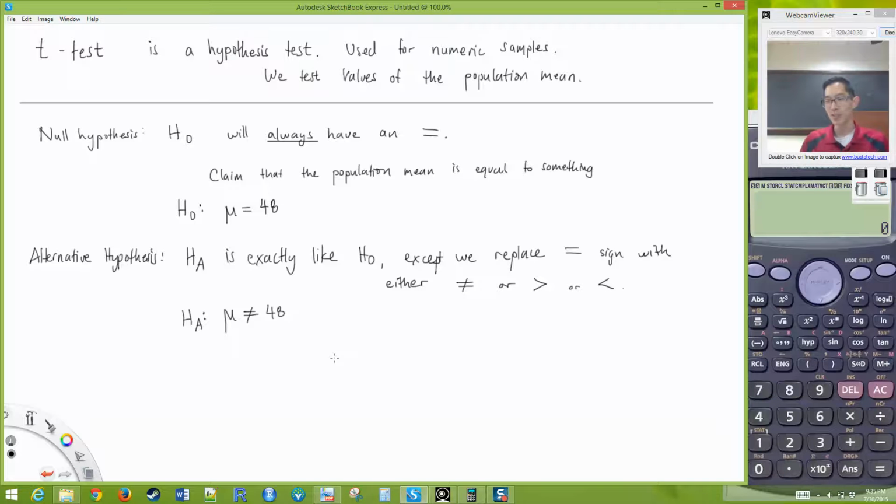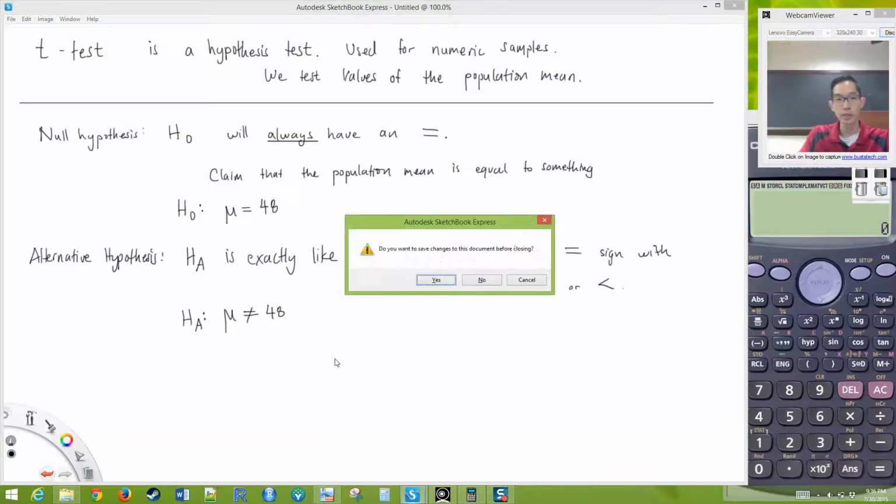I'm going to be repeating this over and over again, but this is the foundation for hypothesis testing. So let's do an example like the one we looked at the beginning.